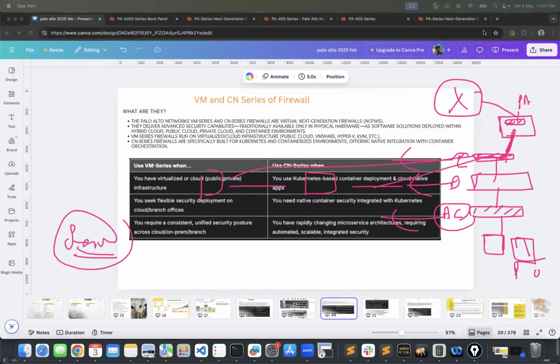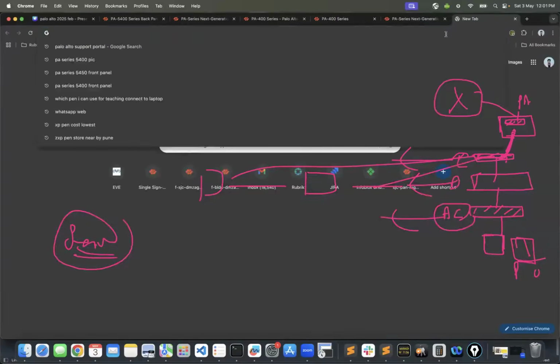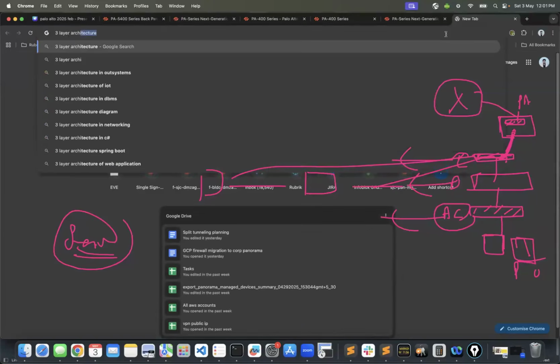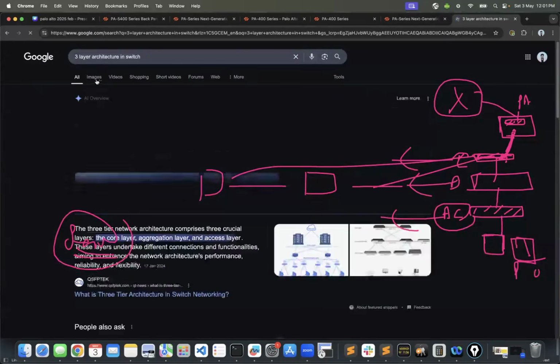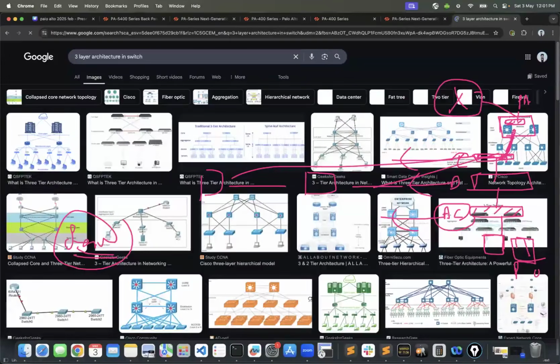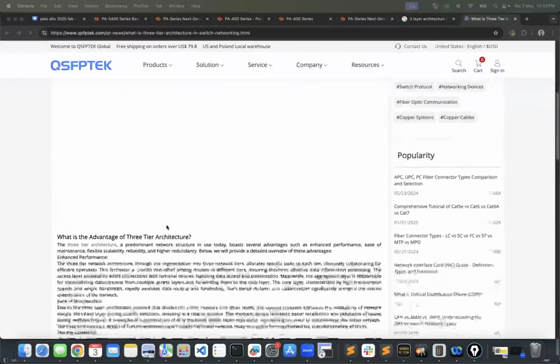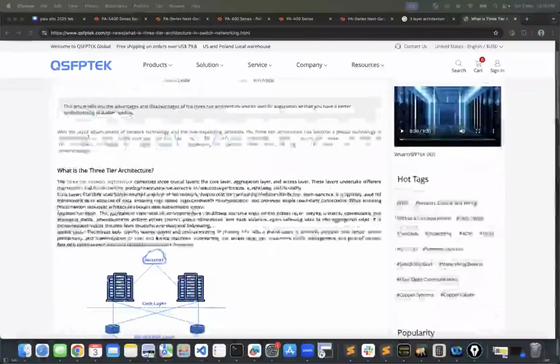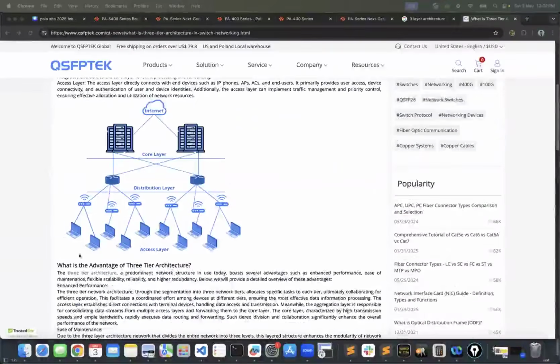So this is your routing and switching. Three layer architecture in switch. If you just type it, you will see this diagram. See this. Access layer means all access routers, switches, and everything. Then the distribution layer, and then the core layer. This is what I was trying to show in my diagram.